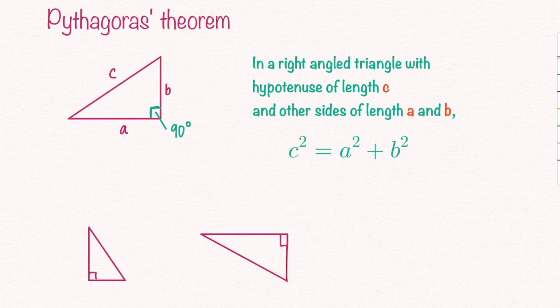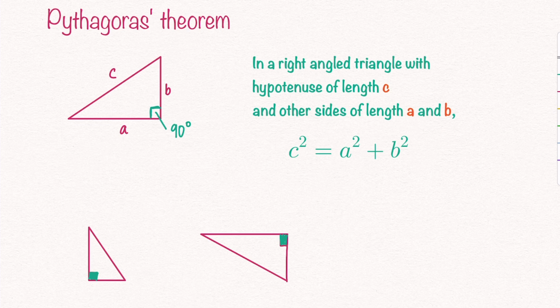So let's look at the triangles below. Where are the right angles? For the triangle on the right, the right angle is right here, 90 degrees. For the triangle on the left, the right angle is right on the bottom left. So we first know that these three triangles are right-angled triangles.